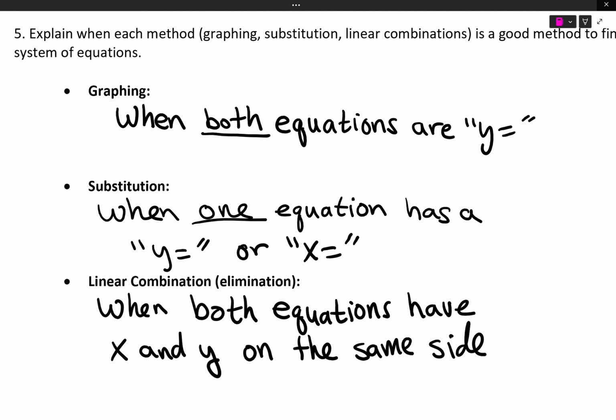So, you can really use any method for any type of system. However, this is when they're easier. Graphing when both equations are y equals, substitution when one of them is like that, and linear combination when x and y are both on the same side.